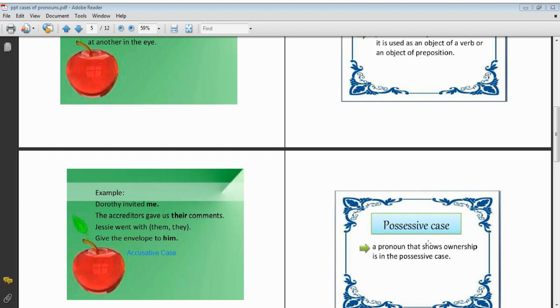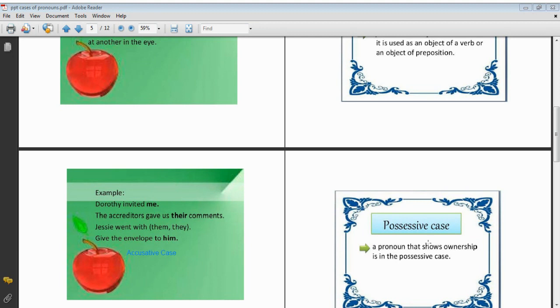So this is what you have to keep in mind, that whenever a pronoun is acting as an object in a sentence, it will be called the objective case. And there is one more name for the objective case, and that is the accusative case.